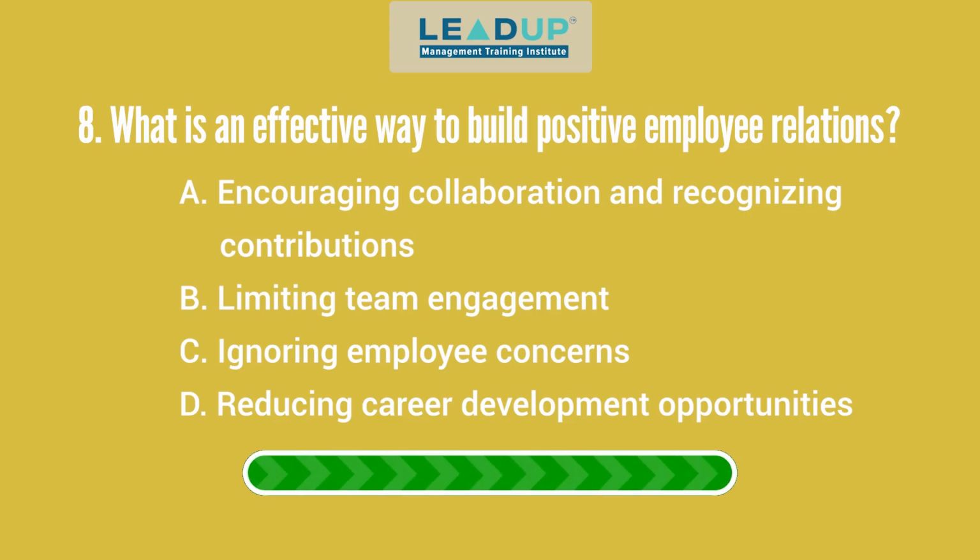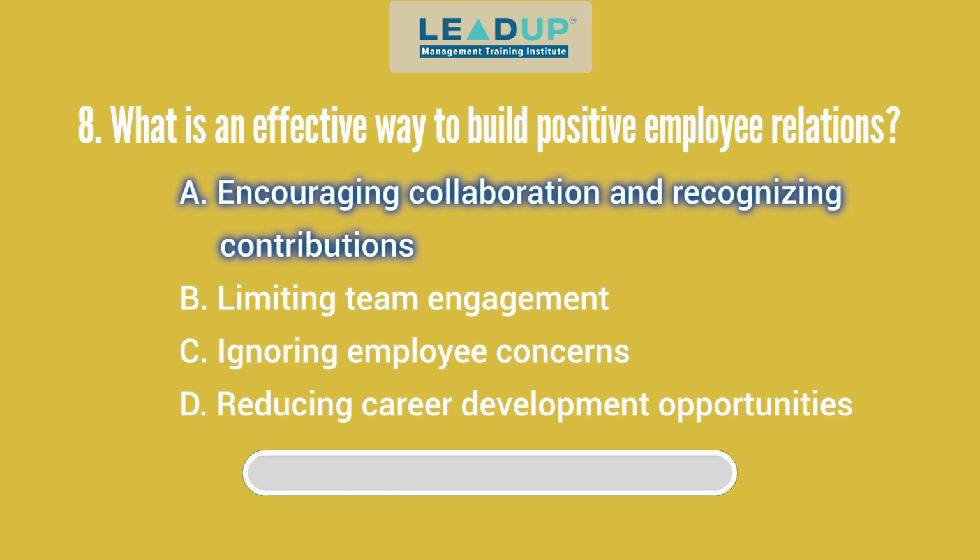Question 8. What is an effective way to build positive employee relations? A. Encouraging collaboration and recognizing contributions. B. Limiting team engagement. C. Ignoring employee concerns. And D. Reducing career development opportunities. Answer: Encouraging collaboration and recognizing contributions.